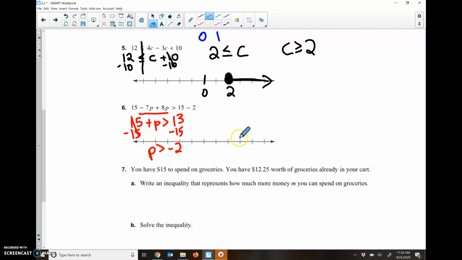Since I kind of used that number line over there, I'm going to put my 0 way over here this time. That would be negative 1, that would be negative 2. It's a greater than sign, not an equal to sign, so I'm going to do an open circle. Numbers greater than negative 2 go to the right, like negative 1, 0, 1, 2, 3, all those numbers.